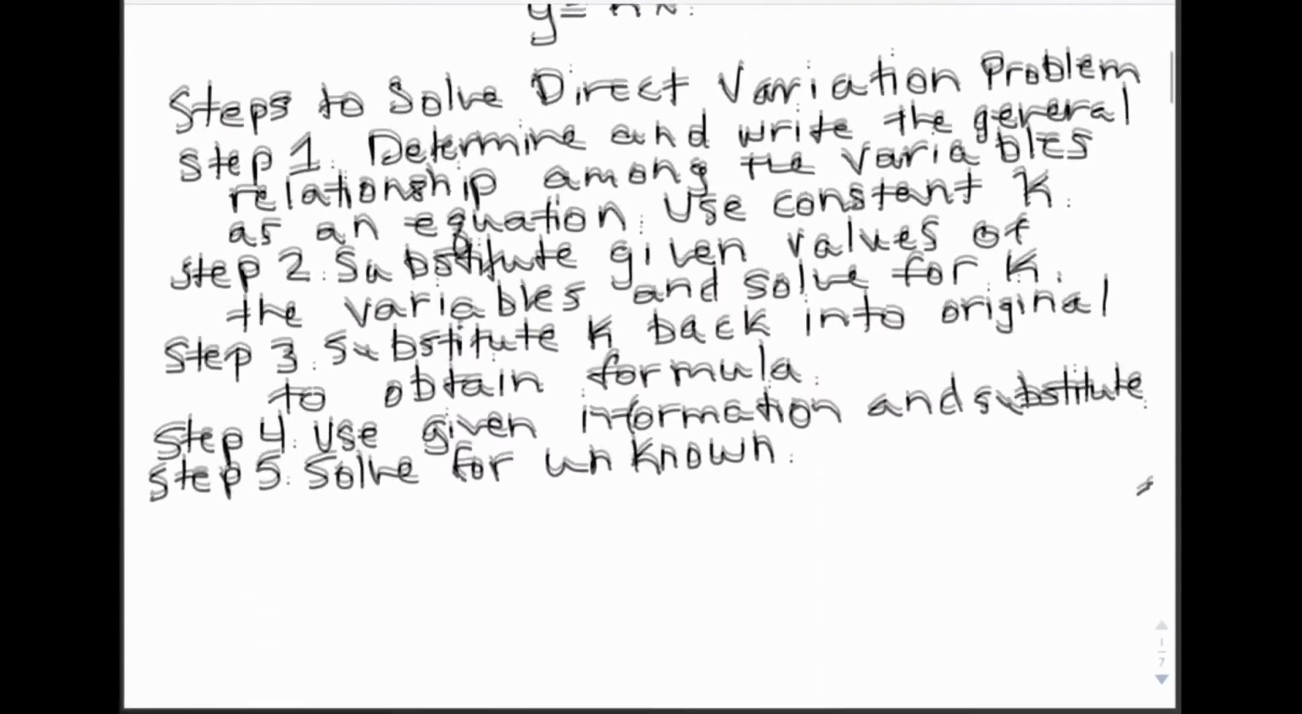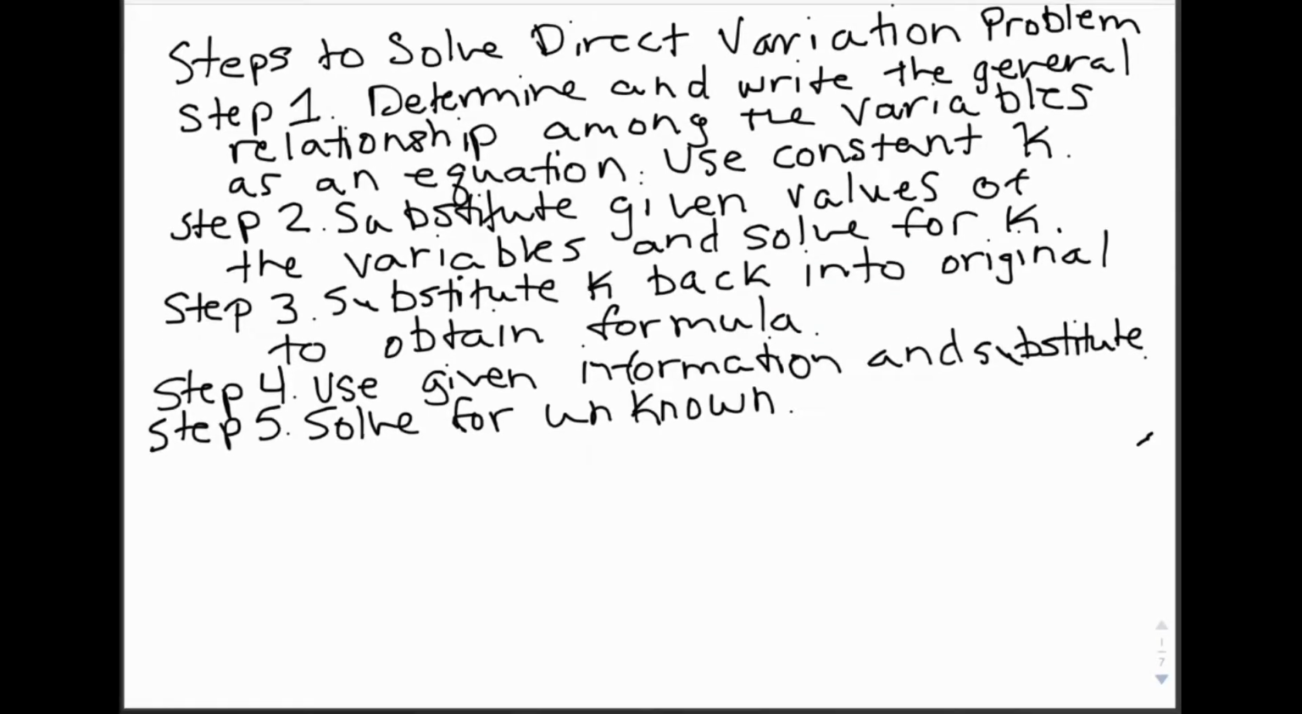Now, our steps to solving a direct variation problem, we're going to have 5 of them. Our first step, determine and write the general relationship among the variables as an equation. And again, you want to use your constant k here. Step 2, substitute given values of the variables and solve for your k. Now that you've found your k, you can move on to step 3, which says substitute k back into the original to obtain a formula. Now, step 4, use your given information and substitute, and then finally solve for your unknown variable.